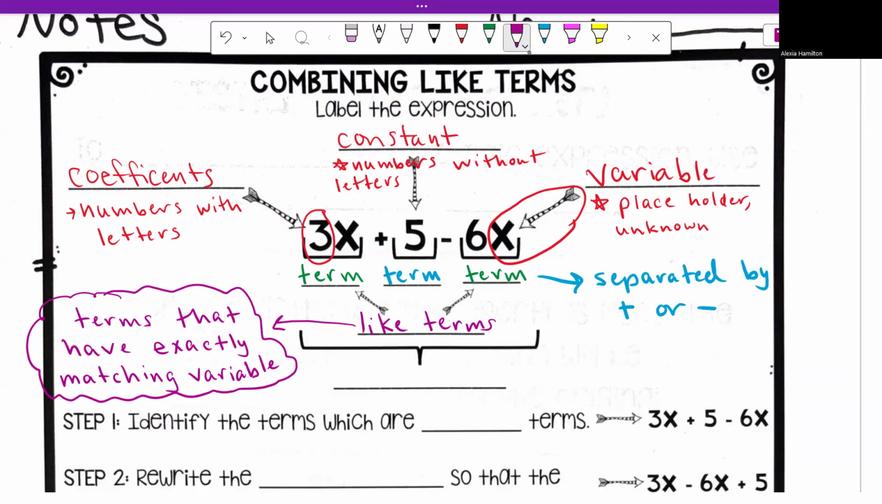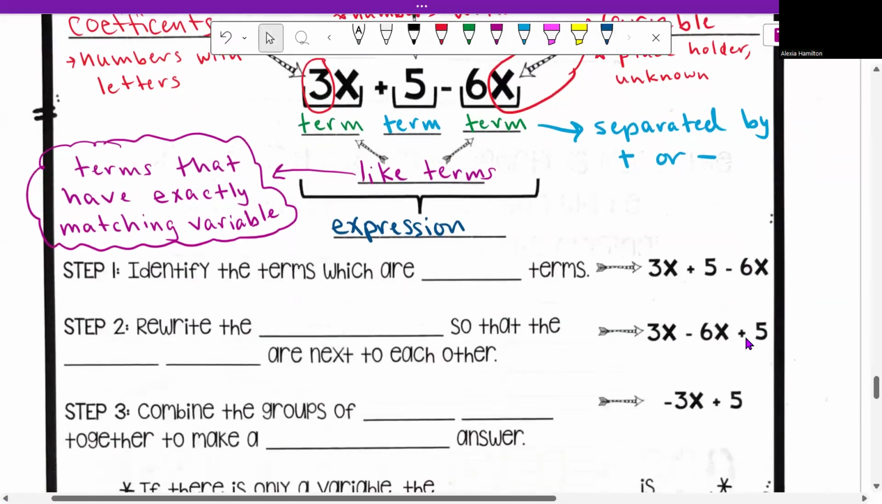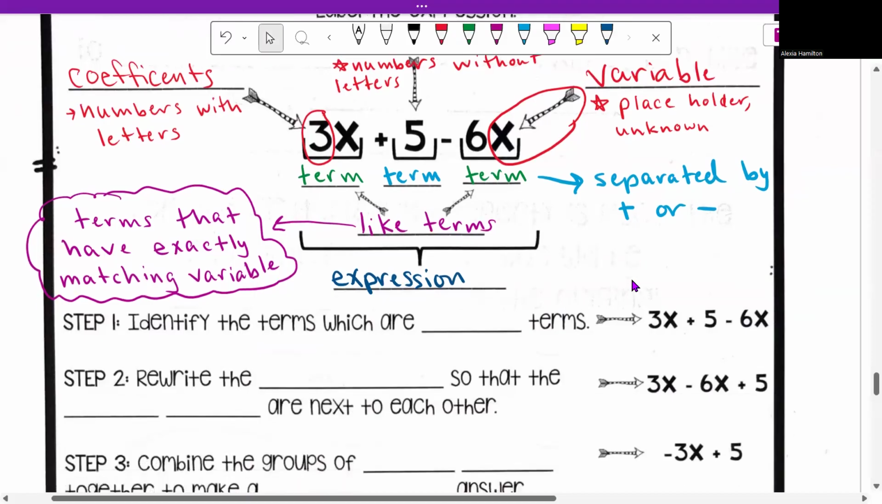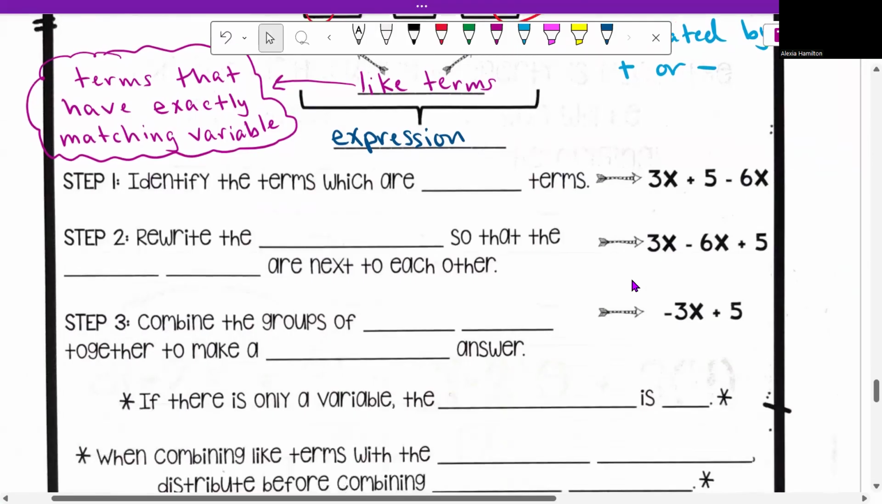Okay, the whole thing, 3x plus 5 minus 6x, is what we call an expression. Expressions are combinations of terms with addition and subtraction. Expressions do not have equal signs. Okay, so a lot of vocabulary up there, but you should have heard those words before.